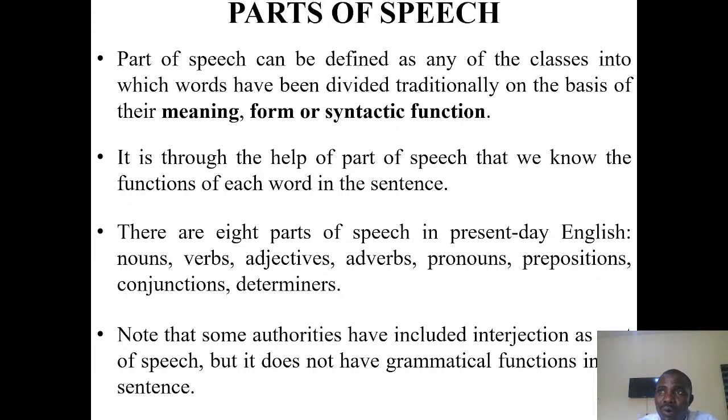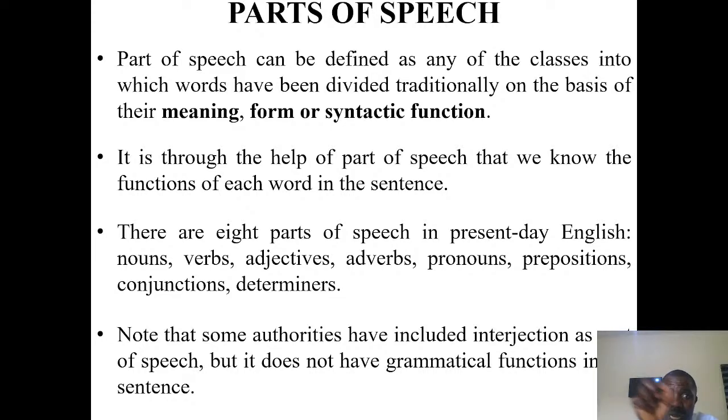How will you know that this is a noun, this is a verb? Traditionally, a noun has its own syntactic function. A verb has its own syntactic functions. Conjunction has, pronoun has, every part of speech has its own syntactic function. So it is in this that we come to the definition that a part of speech can be defined as any of the classes, so class 1, class 2, class 3, class 4, into which words have been divided.